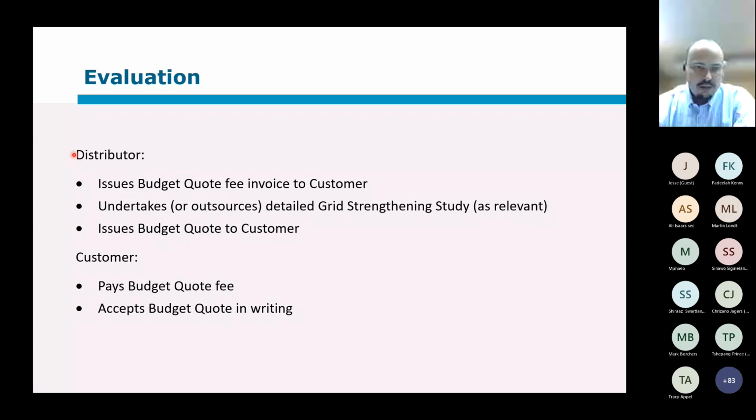So yes, from the evaluation here, the distributor now issues the budget quote fee invoice to the customer. So that is payment to proceed to the next step. Then he undertakes or outsources the detailed grid strengthening study, if it's necessary, and issues the budget quote.